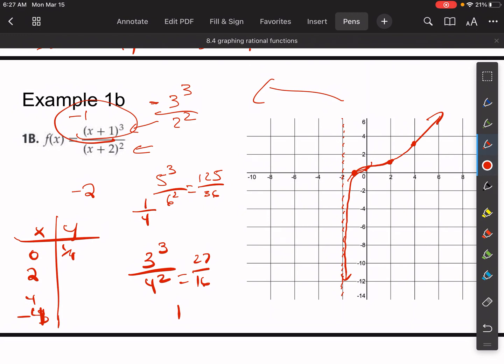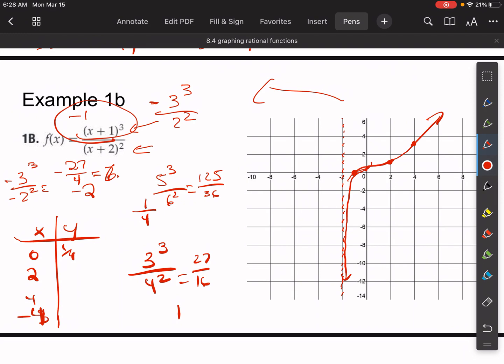At -4, I'm at 3 to the third over -2 squared. Let me think about this here. -4 plus 1 is -3, so it's -3 to the third, which is -27. And then I have -4 plus 2, which is -2 squared, which is 4. So it's not the same there. So 4 goes into -27 how many times? That would be approximately 7, a little less, 6 point something.